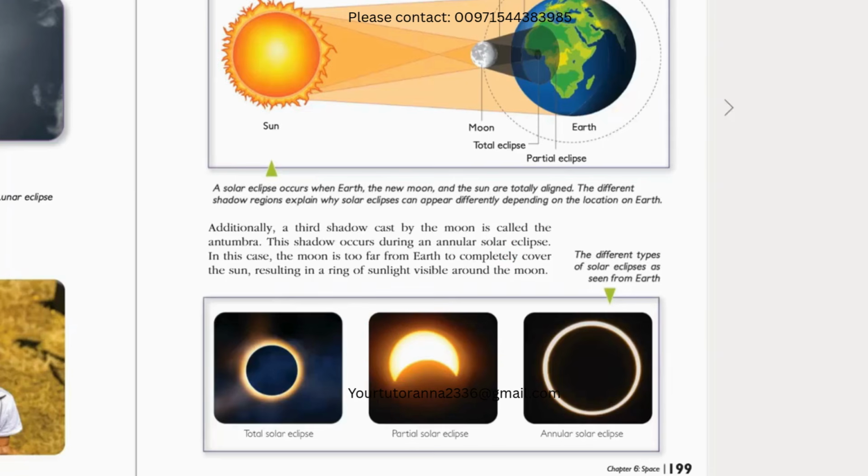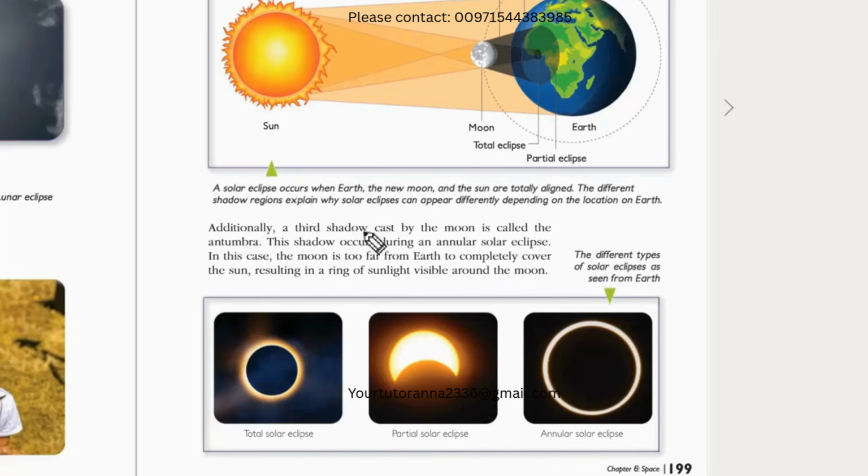The next part: additionally, a third shadow cast by the moon is called the antumbra. This shadow occurs during an annular solar eclipse. In this case, the moon is too far from the Earth to completely cover the sun, resulting in a ring of sunlight visible around the moon.